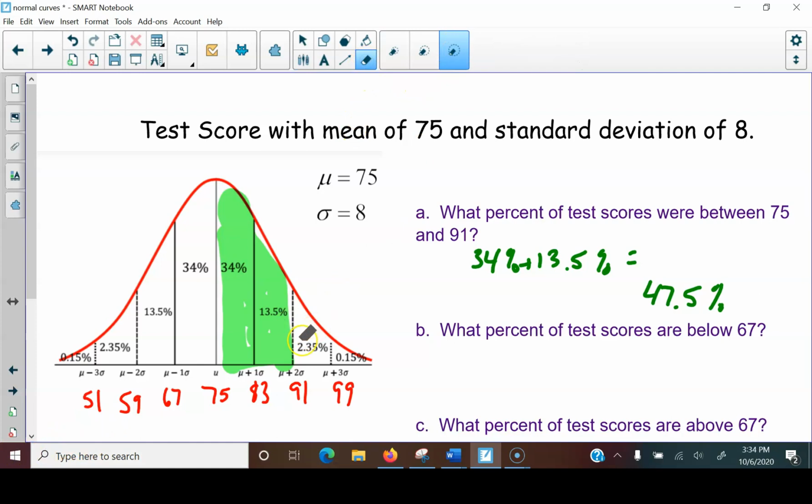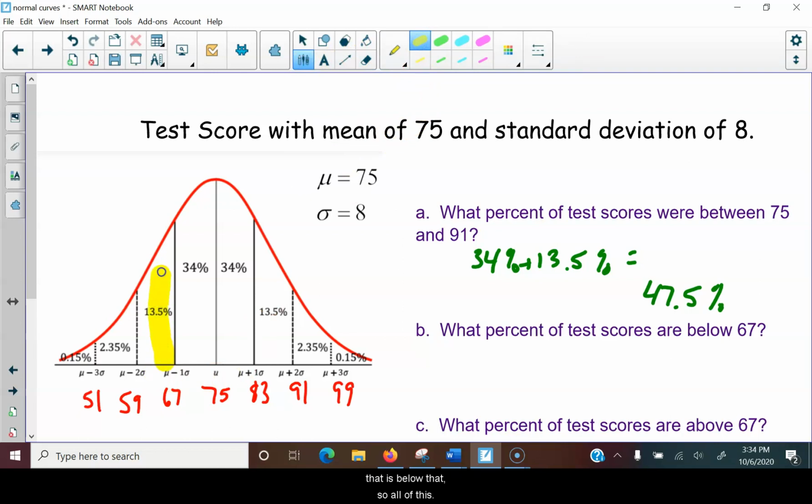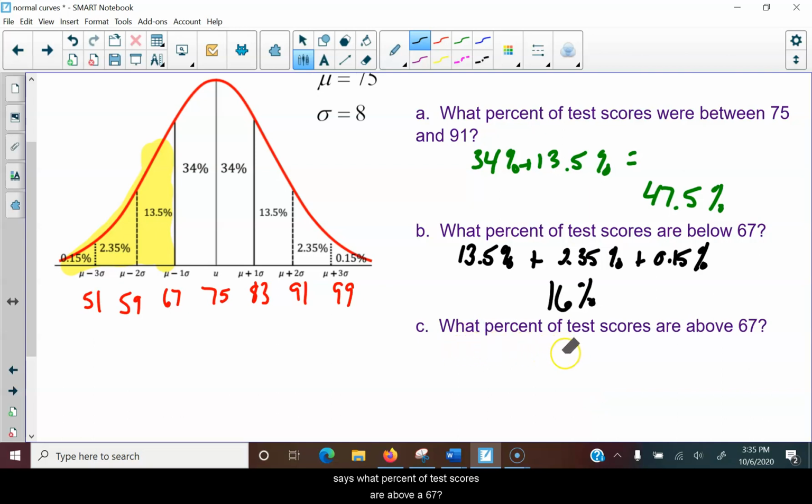All right, next question. What percent of test scores are below 67? In this case, we're looking at the test score of 67 and everything that is below that. So all of this, everything in yellow here. Again, we can find those values by adding together what's in those chunks. If I'm at 67, the percent between 67 and 59 is 13.5%. The percent between 59 and 51 is 2.35%. And the percent between 51 and the lowest possible score, which would be 0, is 0.15%. If we add these together, we get 16%.